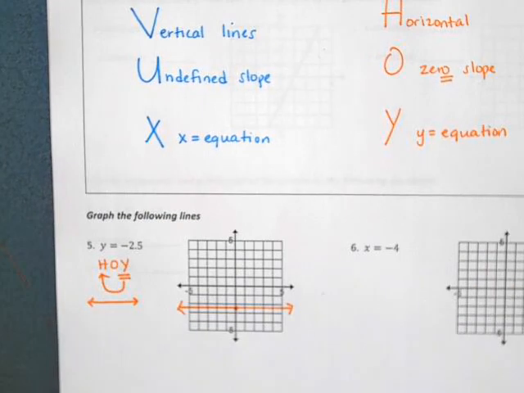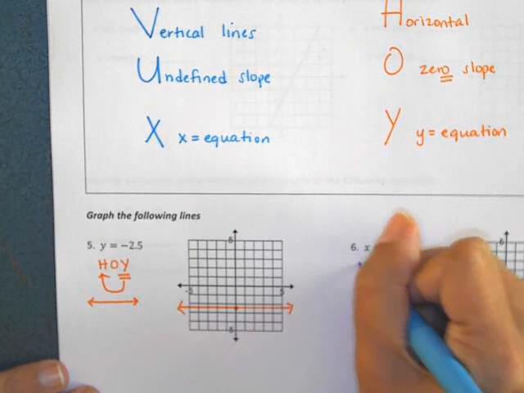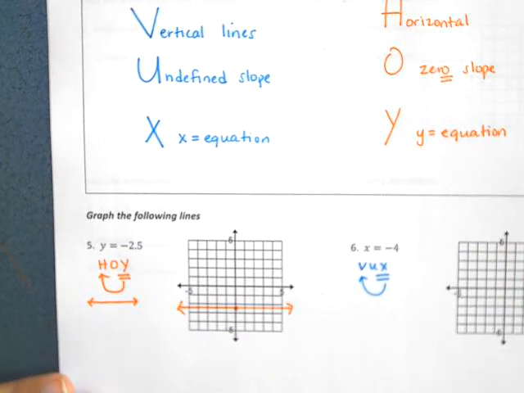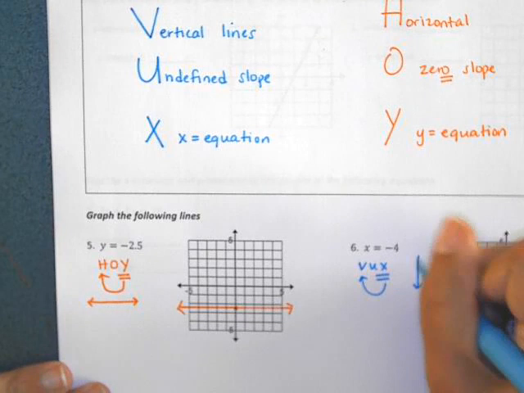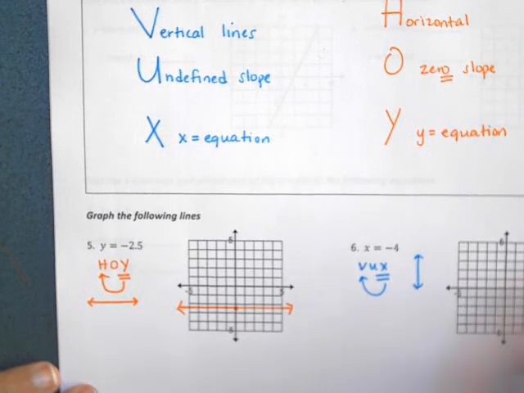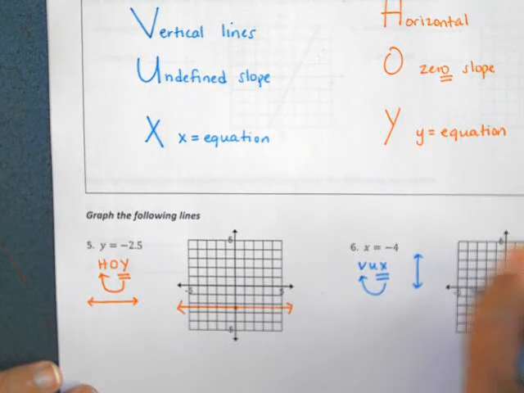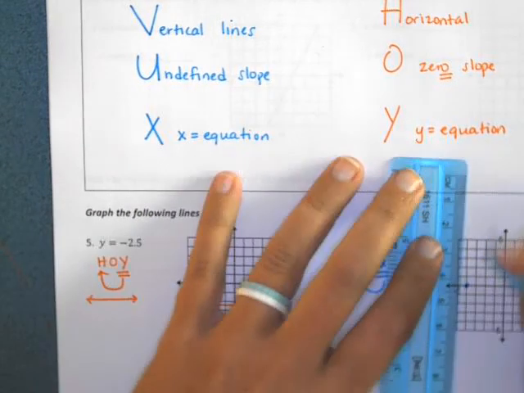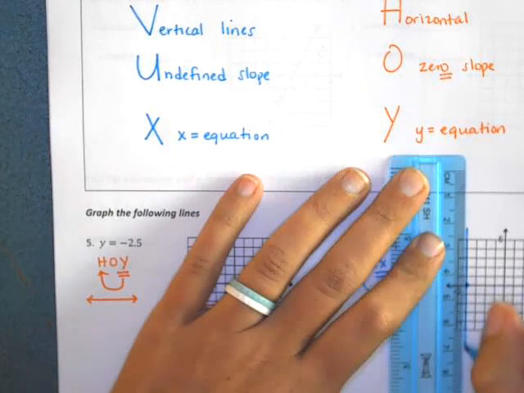If I see an equation like number 6, I'm going to think of Vux. If my equation only has an x, then it's going to be a perfectly vertical line. So I'm going to go on the x-axis to the negative 4, and I'm going to draw a perfectly vertical line through that point.